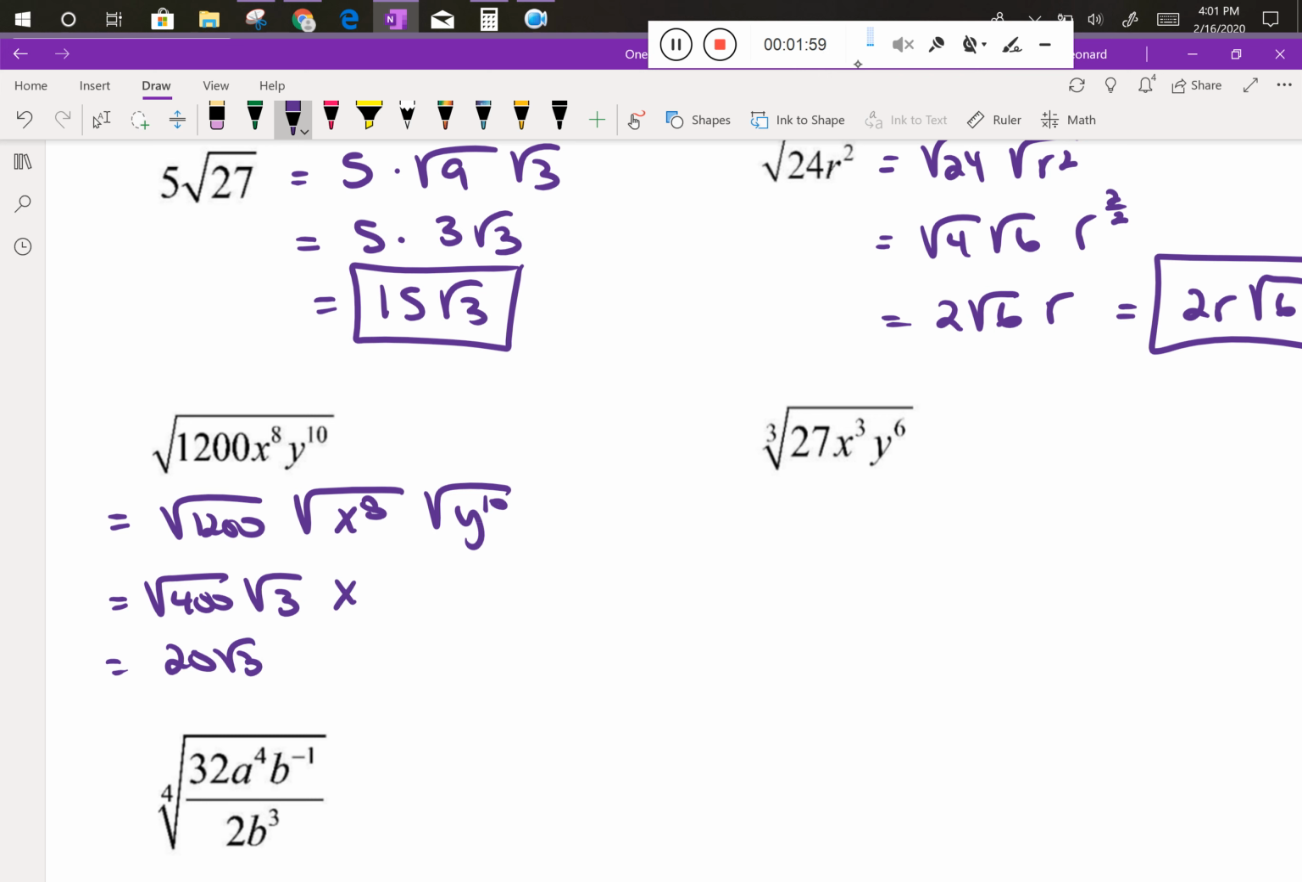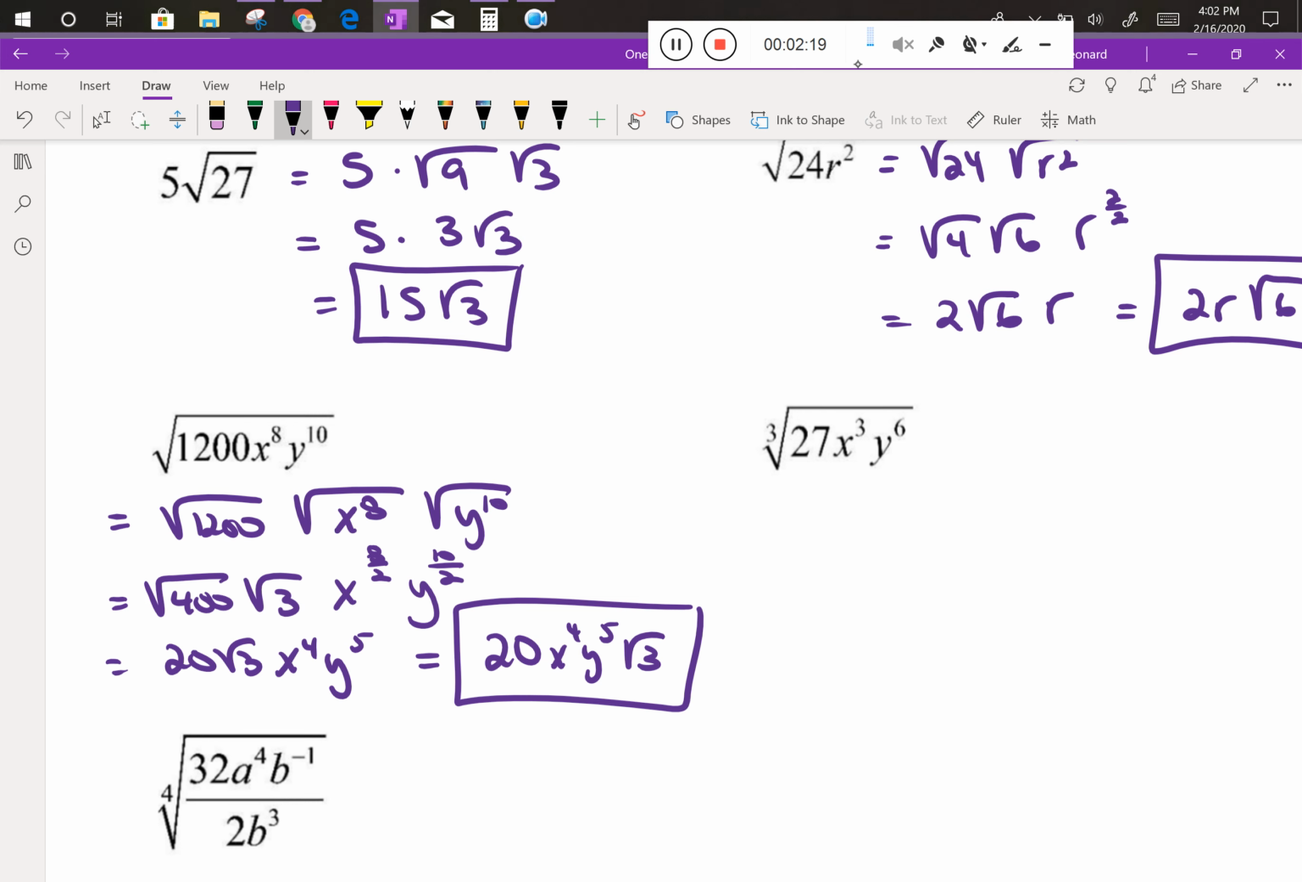And then this is x to the 8 over 2 and y to the 10 over 2. Well, that's x to the 4th, y to the 5th. So you could leave it in this form, or you could switch it to 20 x to the 4th, y to the 5th, root 3.